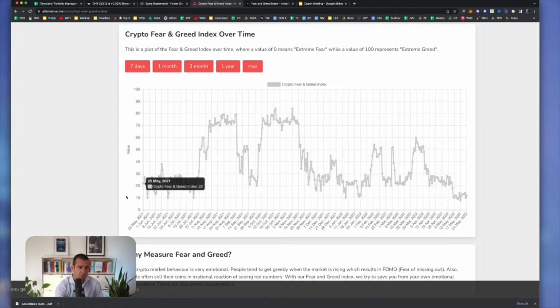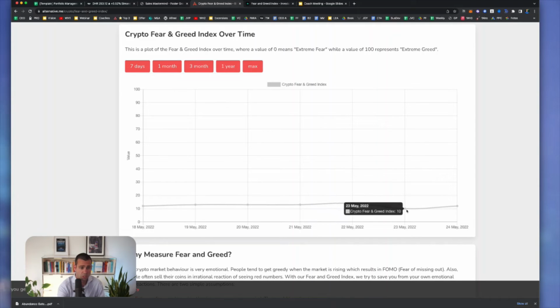So basically you could simplify your system for Bitcoin just to be, I buy a little bit every time it is below 15. So every time it's in extreme fear. And so what would you do this week? It's a 10. This would be a moment to buy if you just look at this.